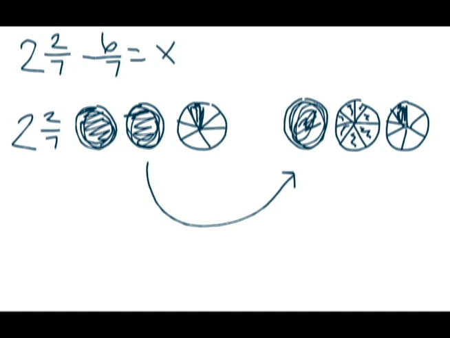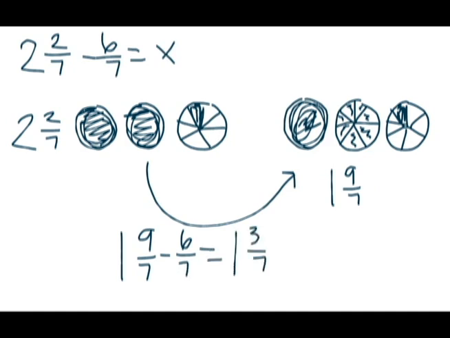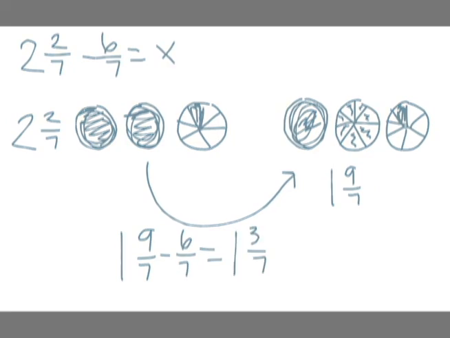This is no longer 2 2/7, it's 1 9/7. I can take 6/7 away from 1 9/7 to get 1 3/7.